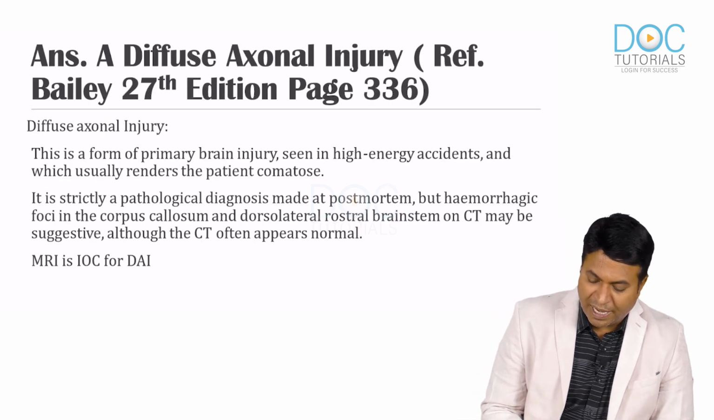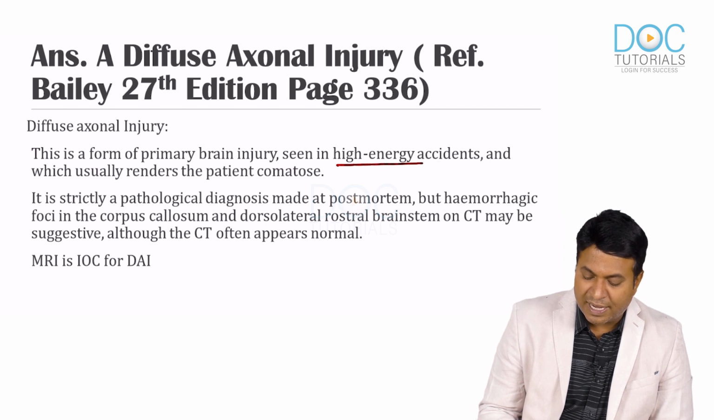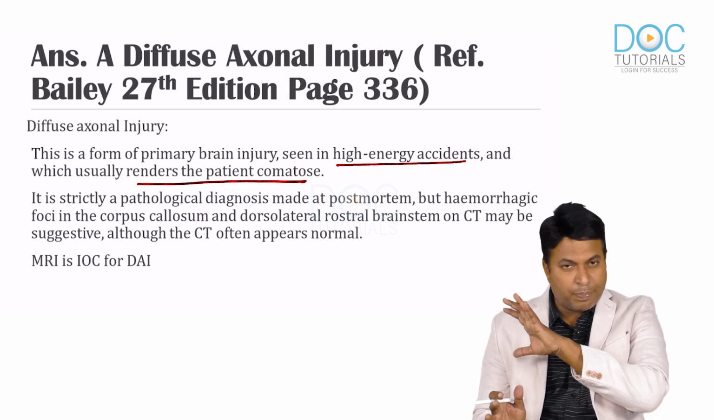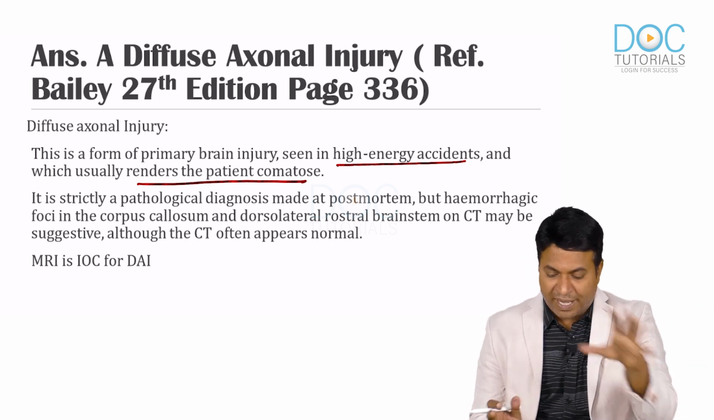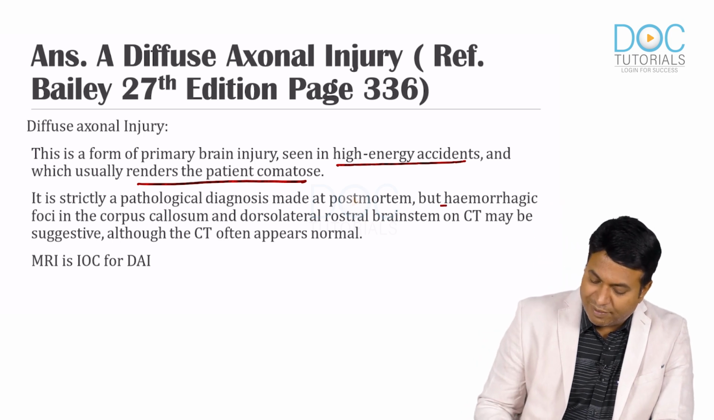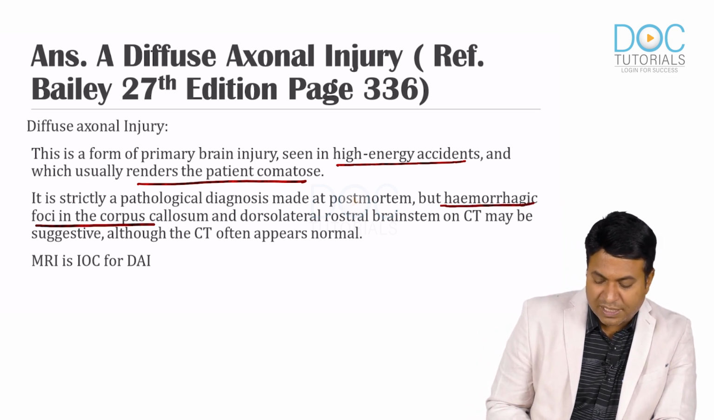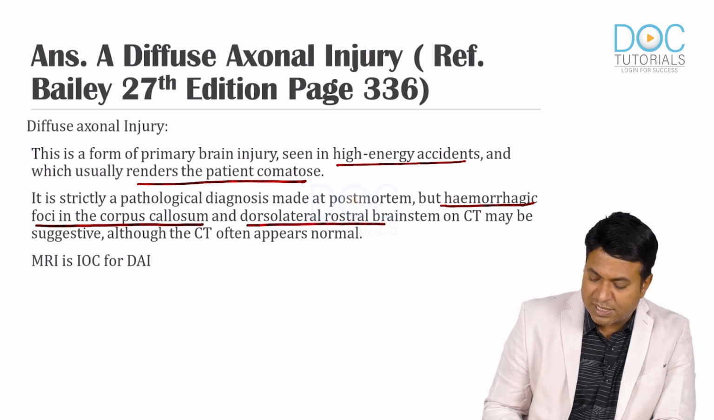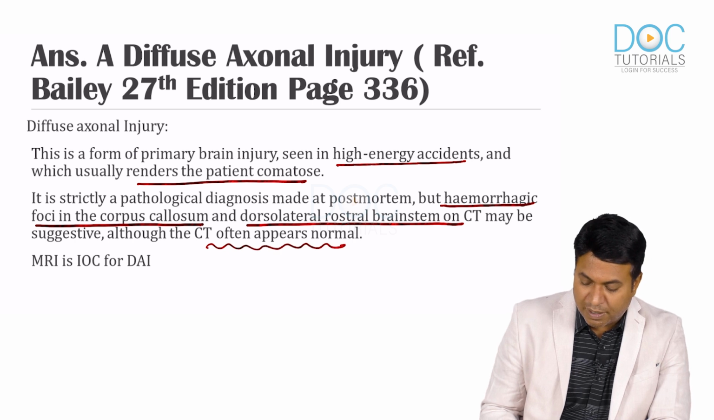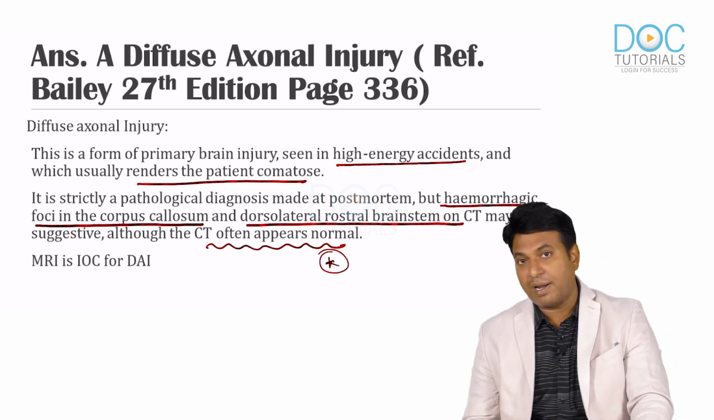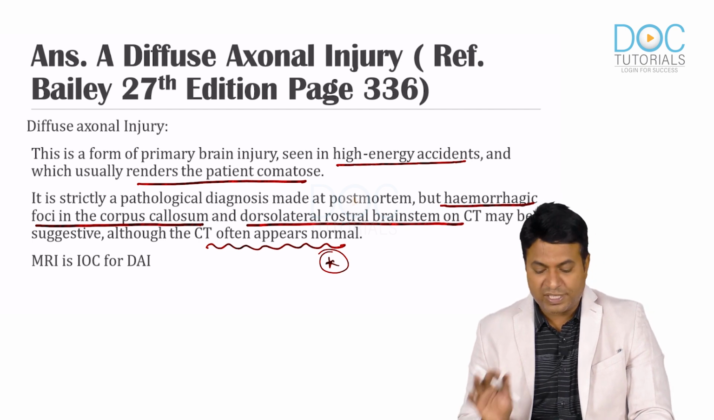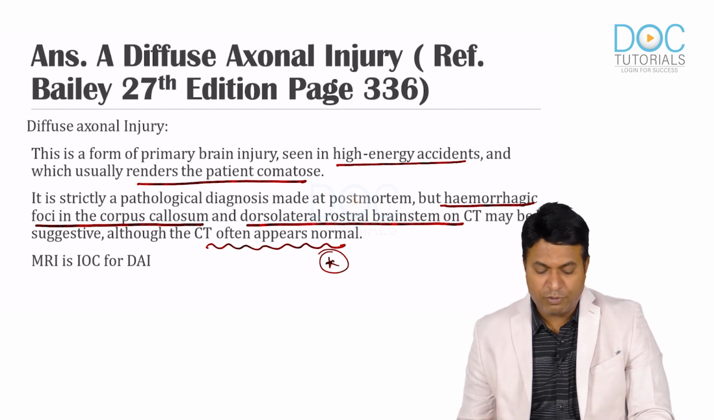This is a form of primary brain injury seen in high energy accidents which usually renders the patient comatose. Severe acceleration, deceleration movement of the brain causes damage of the neurons and the post-mortem finding will be hemorrhagic foci in the corpus callosum and dorsolateral rostral brain on CT. But CT may be often normal. Please remember, CT scan may be often normal. It is most of the time diagnosed in a pathological diagnosis in the post-mortem only. So, CT normal, head injury, think of diffuse axonal injury.